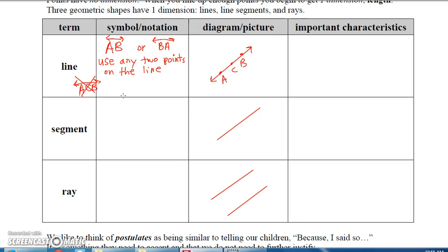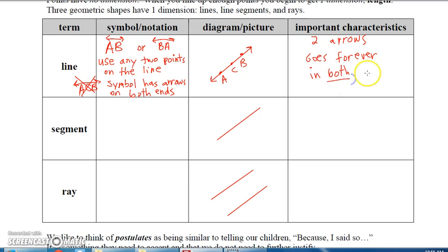When do we use 3 points? Well, that's when you're naming a plane. A lot of people do this when they're starting out. Don't do it. Now, what symbol do we use for line? The symbol has arrows on both ends. What do we need to know about a line? 2 arrows, and it goes forever in both directions.